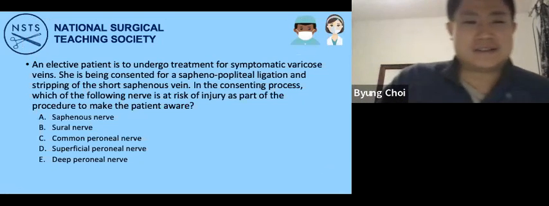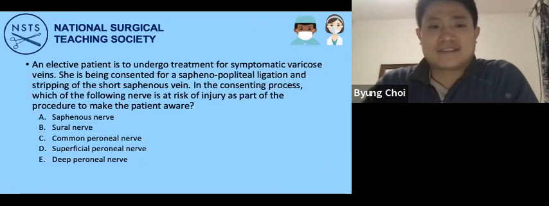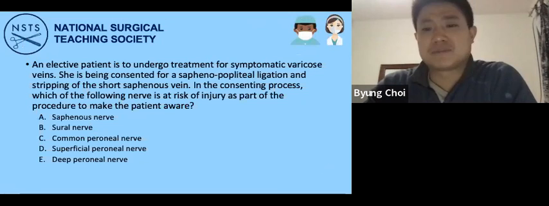So the next one: an elective patient is to undergo treatment for symptomatic varicose veins. She's been consented for a saphenopopliteal ligation and stripping of the short saphenous vein. In the consenting process, which of the following nerves is at risk of injury as part of the procedure? So you've got saphenous nerve, sural nerve, the common or superficial peroneal nerves, or the deep peroneal nerve.